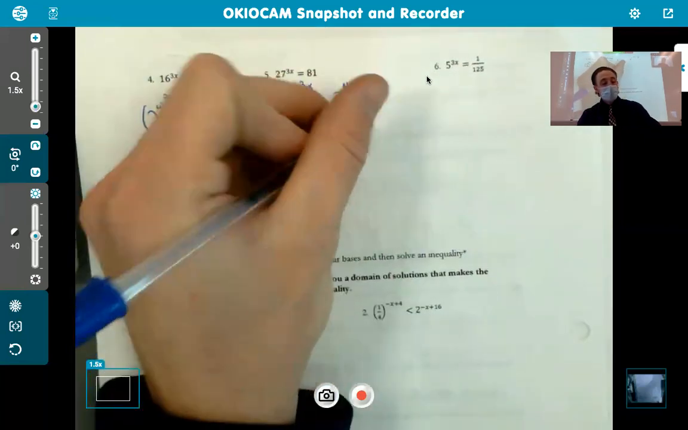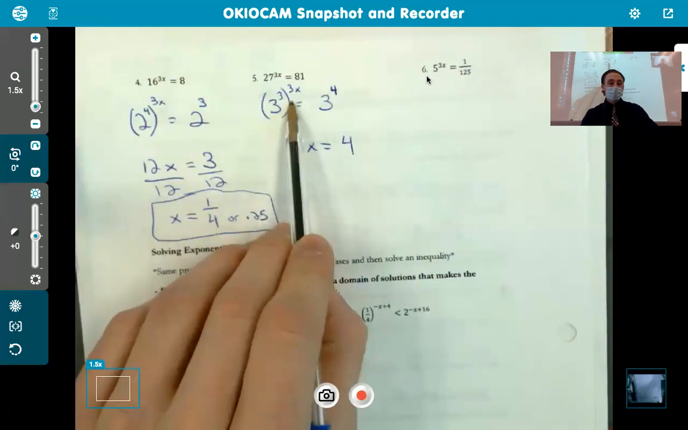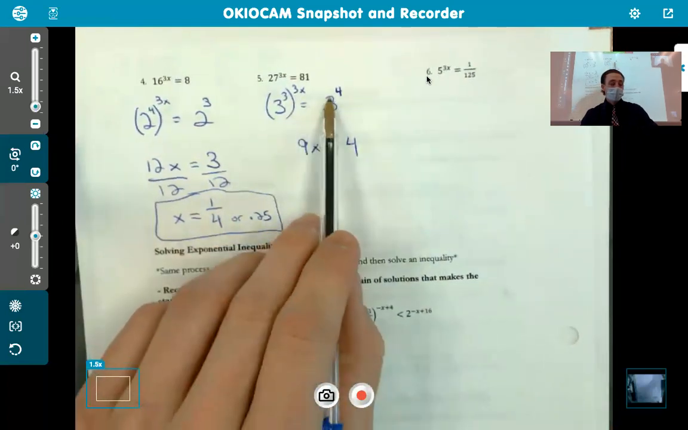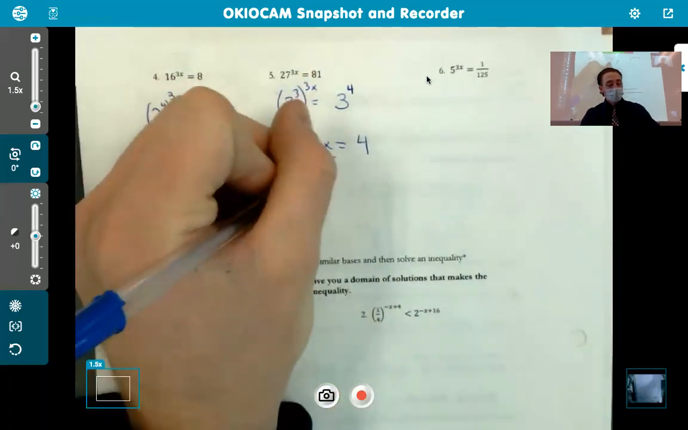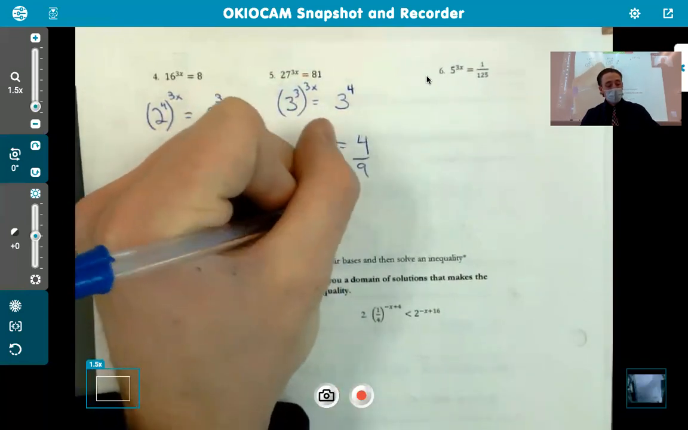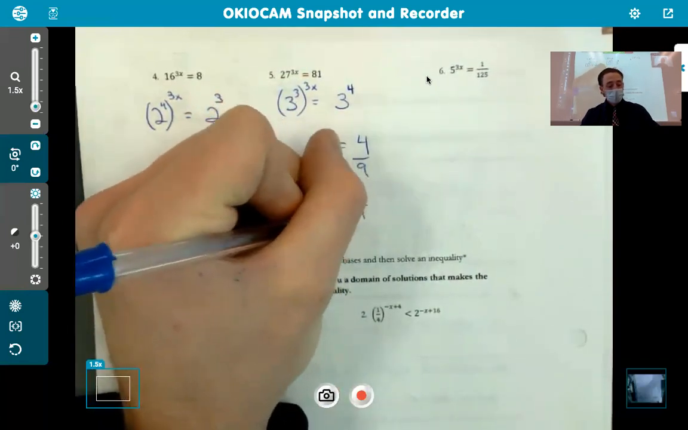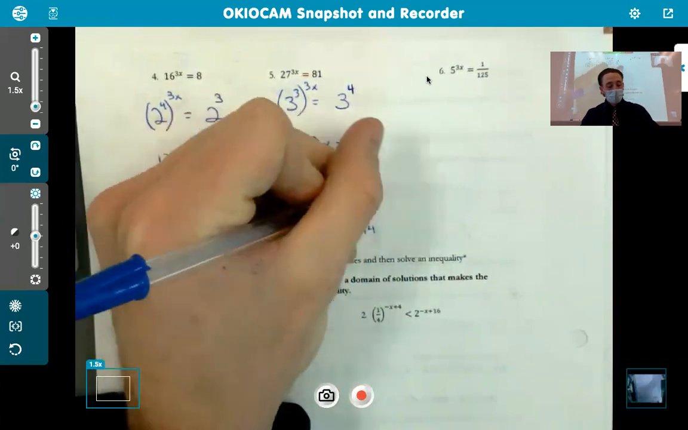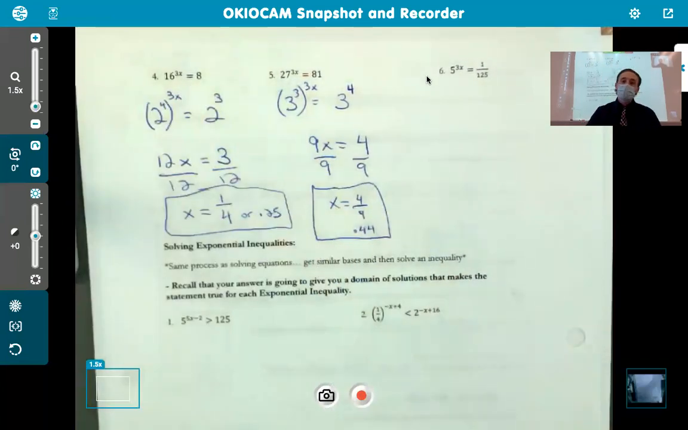4, right? If I'm setting those exponents equal to each other, I'm going to simplify using my exponent rules, set it equal to 4. And then I divide by 9 on both sides to simplify, right? So I get 4/9, which is also just 0.44. All right. Any questions about that example?